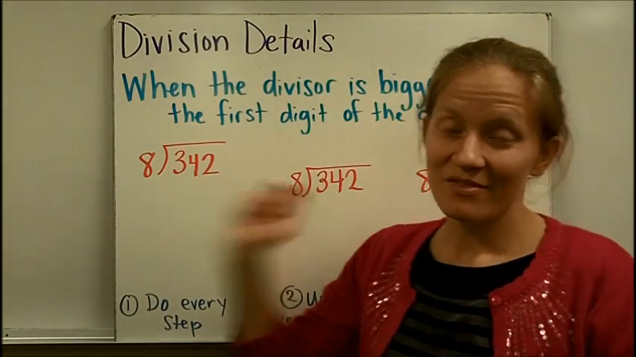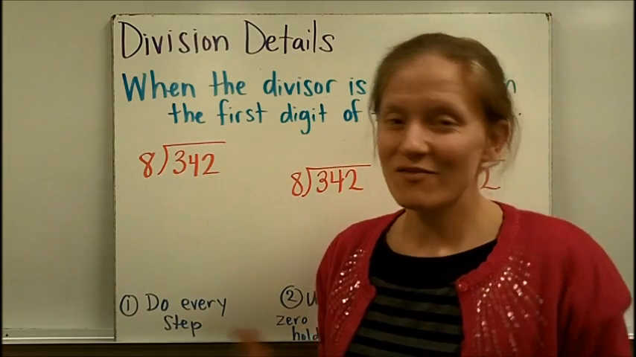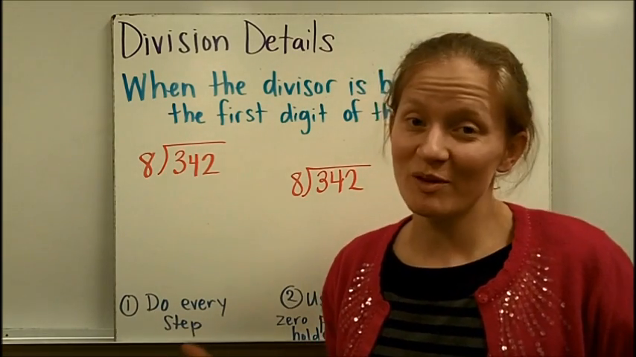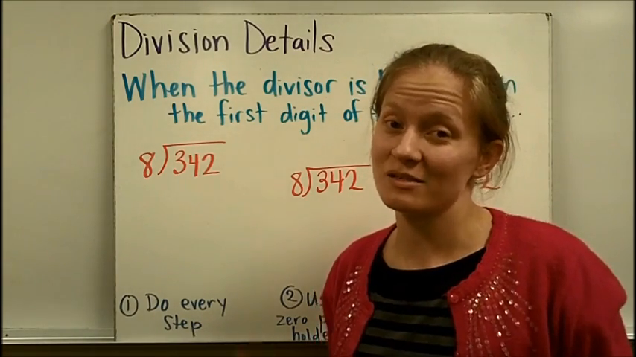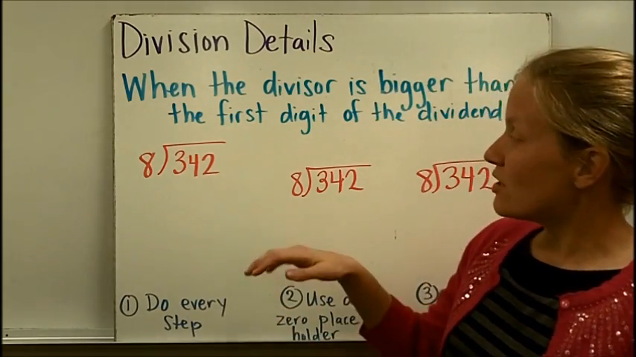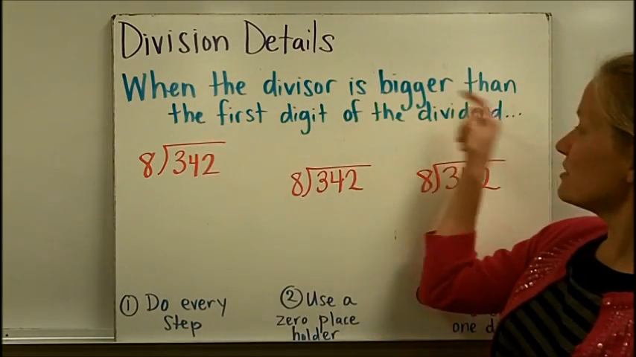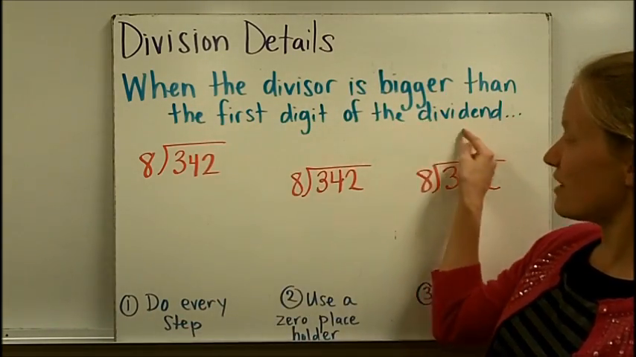Division details. This video is meant to help you avoid mistakes and give you a heads up about a few special circumstances that you might find as we practice division in class in the next couple weeks. So let's talk about 4 special cases. The first one is when the divisor is bigger than the first digit of the dividend.